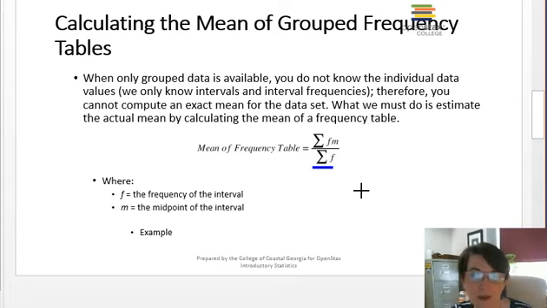So looking at what these definitions are, F is the frequency of the interval, and M is the midpoint of the interval. And I'm going to be adding up. Let's just look at the denominator here.